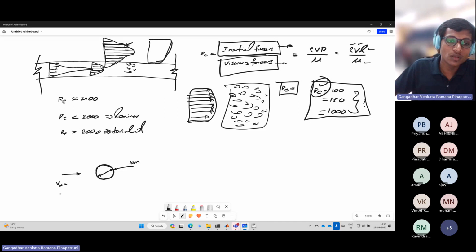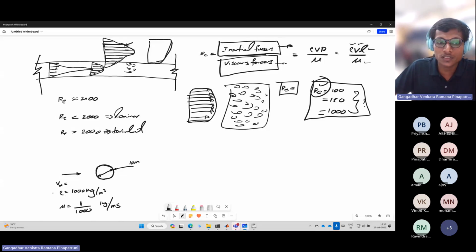So here it is 10 meters diameter, and let's not define the velocity yet, let's define the medium. The medium that we are going to use is water. To define the water, let's assume the water density as 1000 kg per meter cube, and it has a dynamic viscosity mu equal to 1 by 1000 kg per meter second. These are the details of water.